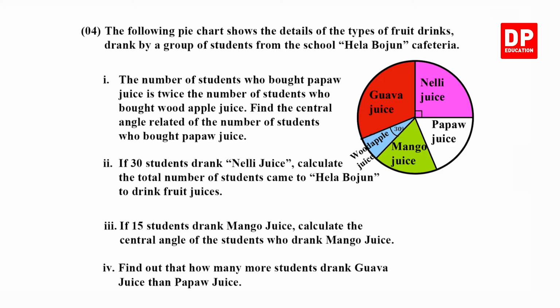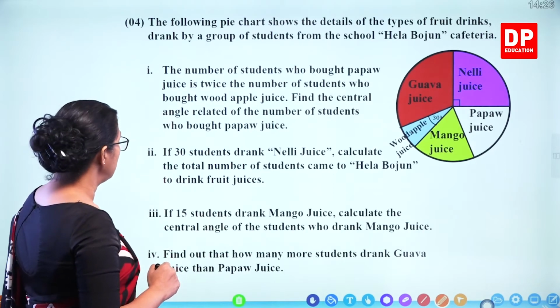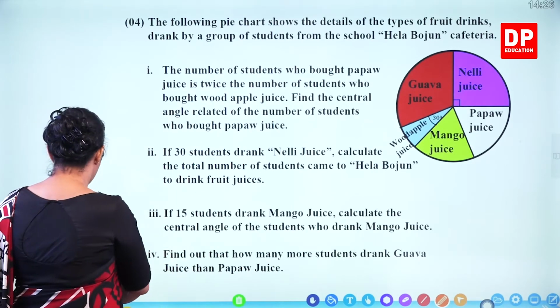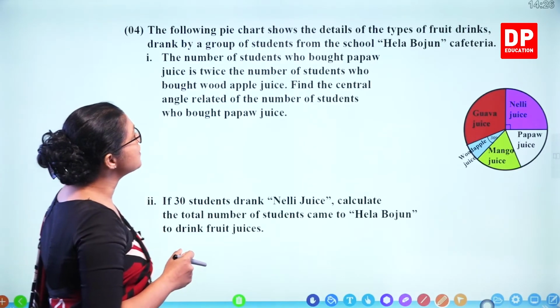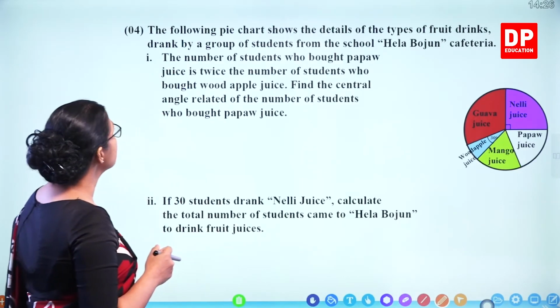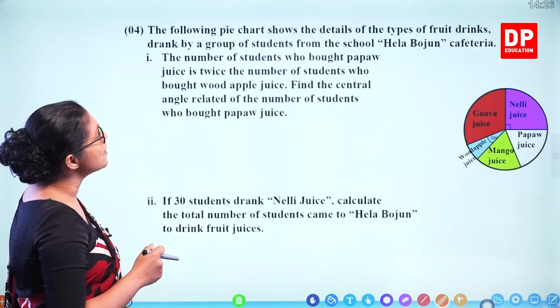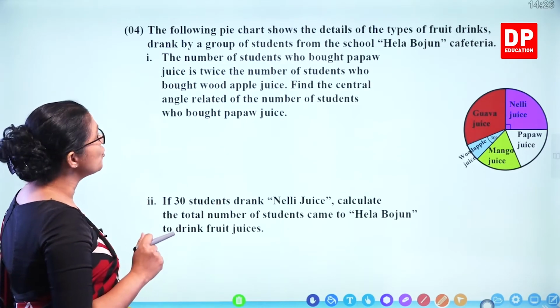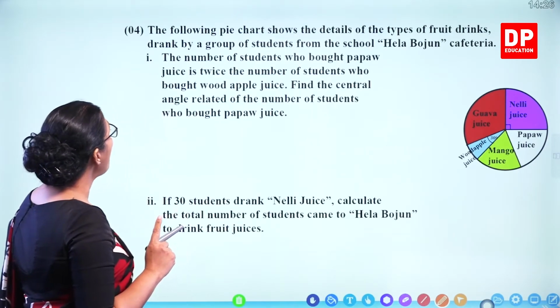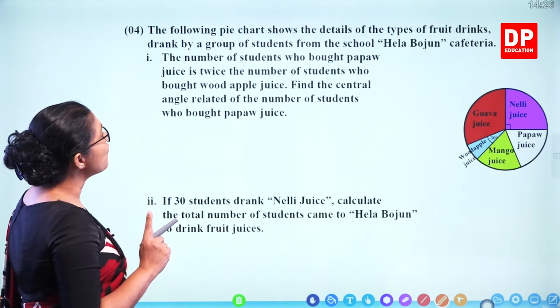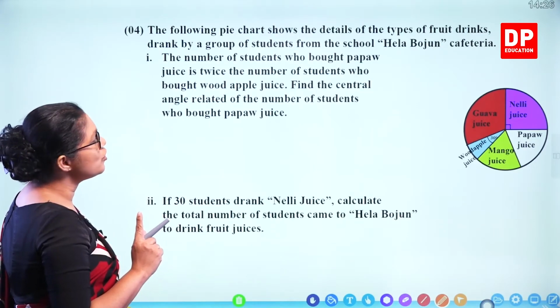Now we'll do question number 4. So related to pie chart. So you get 4 parts. We'll do separately. The following pie chart shows the details of the types of fruit drinks drank by a group of students from the school cafeteria. The number of students who bought papaw juice is twice the number of students who bought wood apple juice.